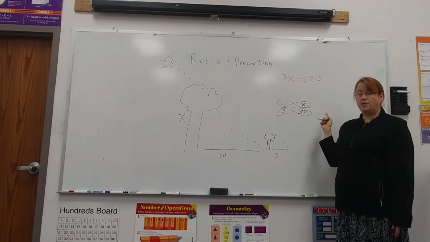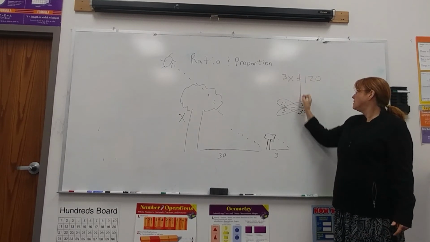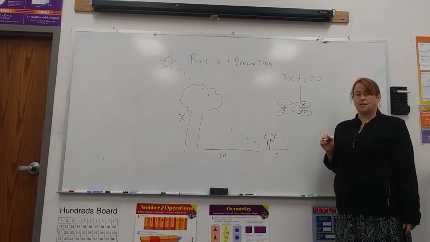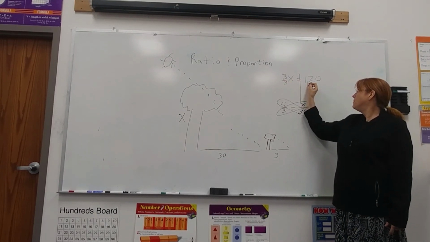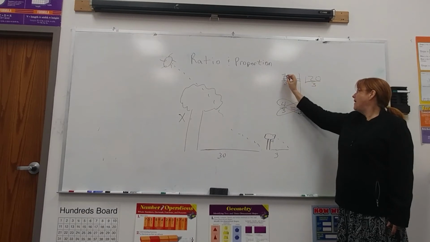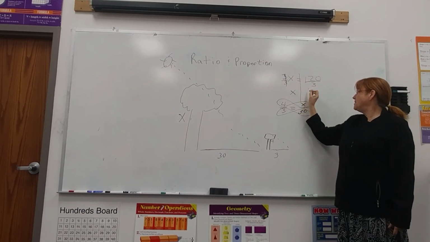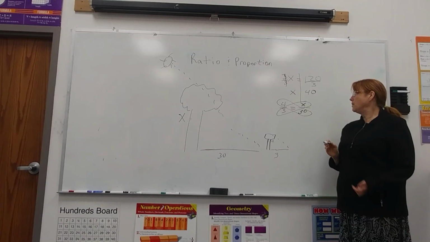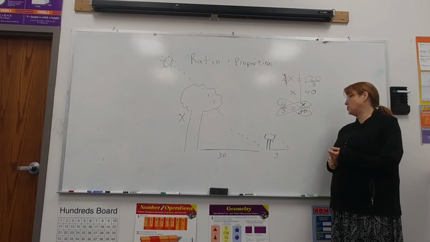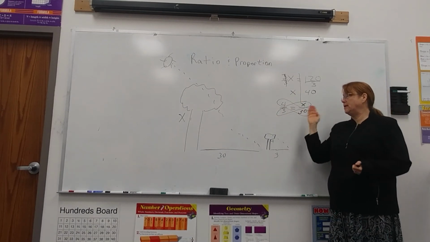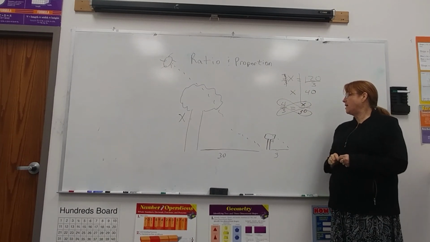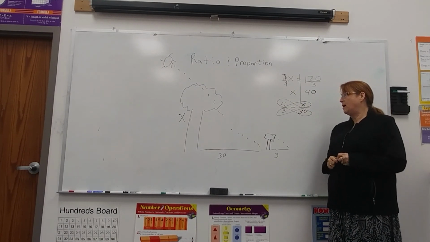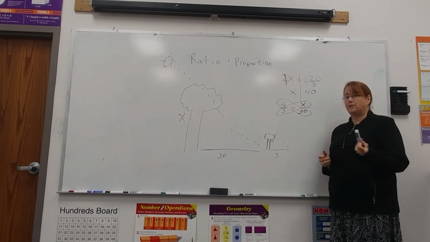This is now an equation, and we know how to solve equations. We get rid of the numbers attached to the letter. It's attached with multiplication, so we're going to divide both sides by 3, and that cancels that out, leaving us x equals 40. So 40 is the answer. So we saw it in the growth, but you can also see it in the proof by solving the equations. So that's how you solve a proportion, and that's what ratio and proportion is.